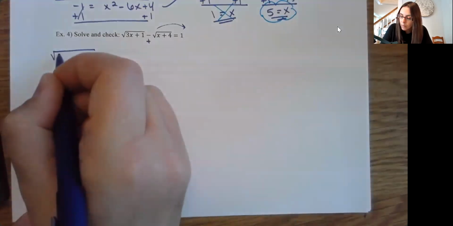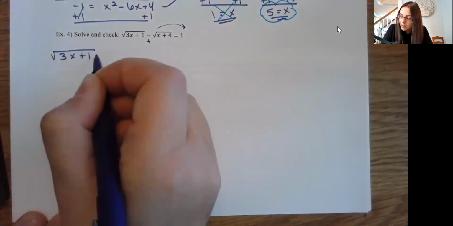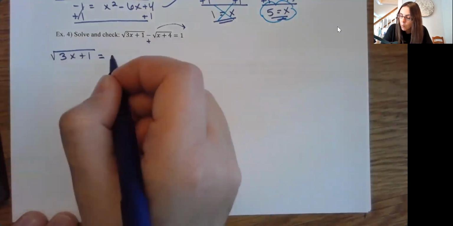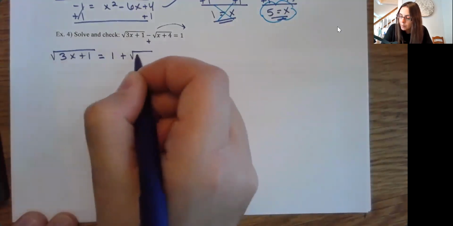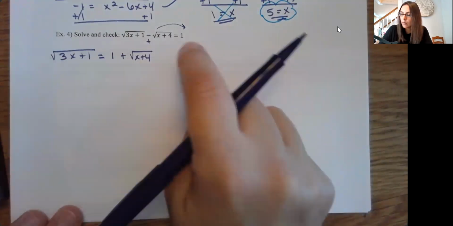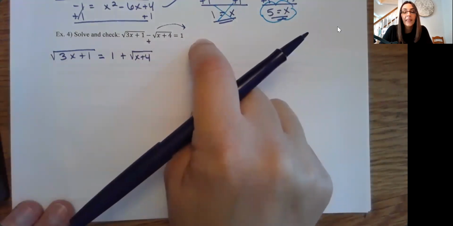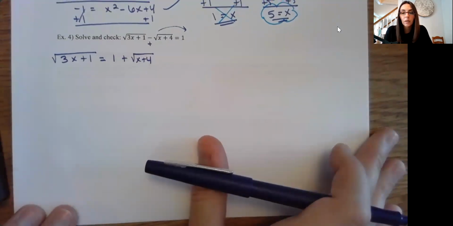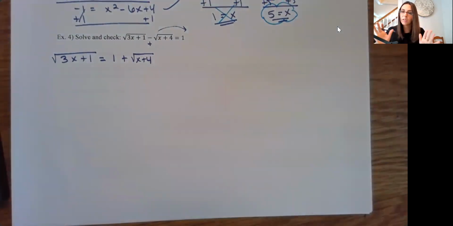And it's going to give me 3x plus 1 on the left still. And then on the right, I'll have 1 plus the square root of x plus 4. Okay, so I'm just adding that root to the other side. And that's what you want to do to start. So if you have two radicals, then you're going to have to split them, put one on each side. And now you're going to cancel.